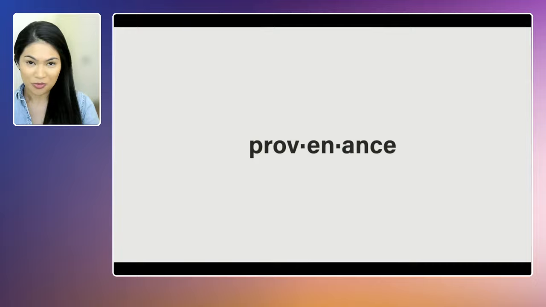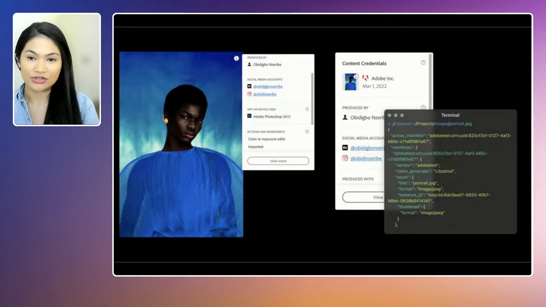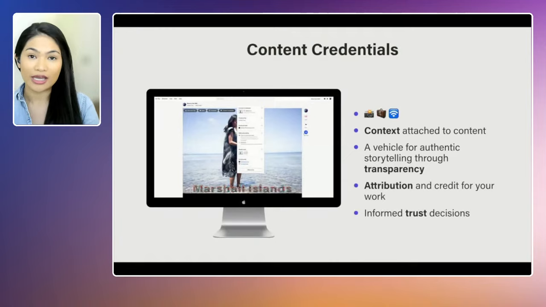What's provenance? It's that SAT word, I know, but it originates from the art world and simply means origin. In the case of digital content, provenance data tells us who created that piece of content and how it was edited along its life cycle, from creation, editing, to publishing. And this is packaged into a new kind of metadata called content credentials.